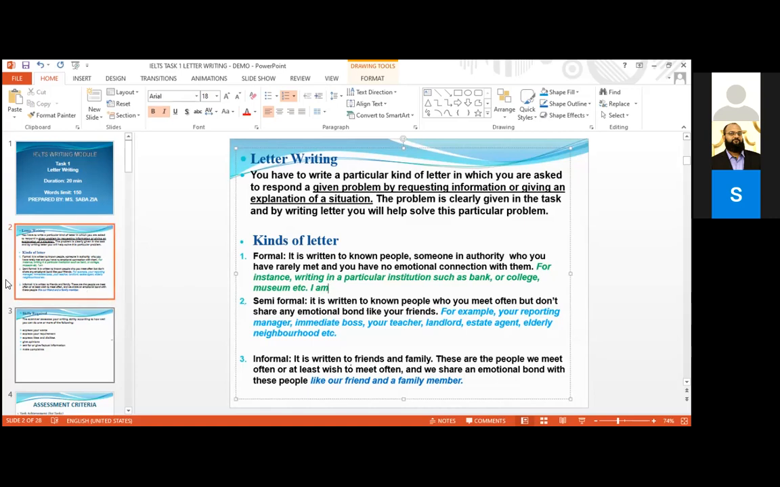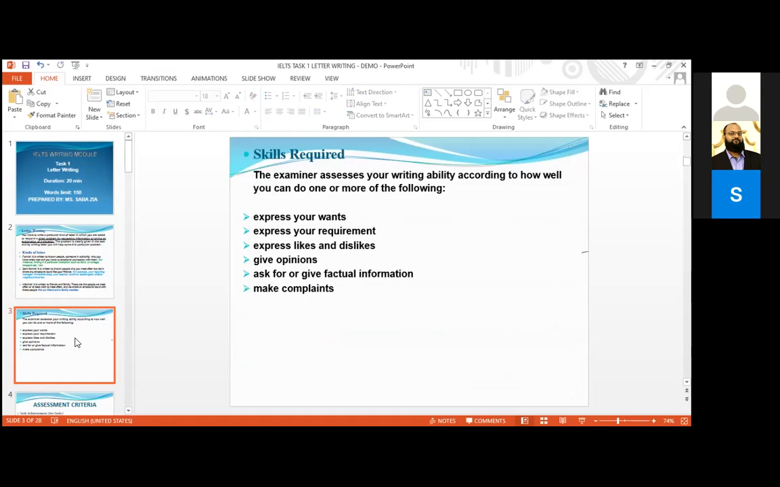ठीक है. Now, why do we write? What examiner basically assess in writing? Examiner basically assess your ability on the given situation, how well you can do one or more of the following things. For example, while writing a letter, whether you are able to express your wants. क्या आप writing के through एक general scenario में day to day basis पे अपनी wants को effectively express कर सकते हैं? क्या आपको याद है कि how you have to express your likes and dislikes about a particular situation? Give opinion, right? Ask information, okay, or make complaints.